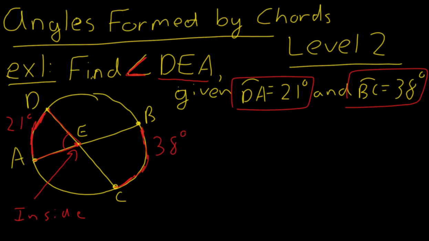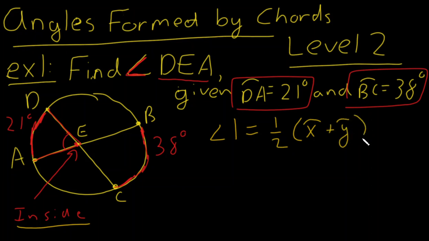Now, switching back to yellow, because this is how I want to do my formula, we said that we had a vertex that was on the inside. So referencing our level 1 video, we know that this gives us the formula angle 1 equals 1/2 times arc X plus arc Y, where we know that arc X is our larger arc and arc Y is our smaller arc. So I still don't know what angle 1 is, because this is what we're trying to find.